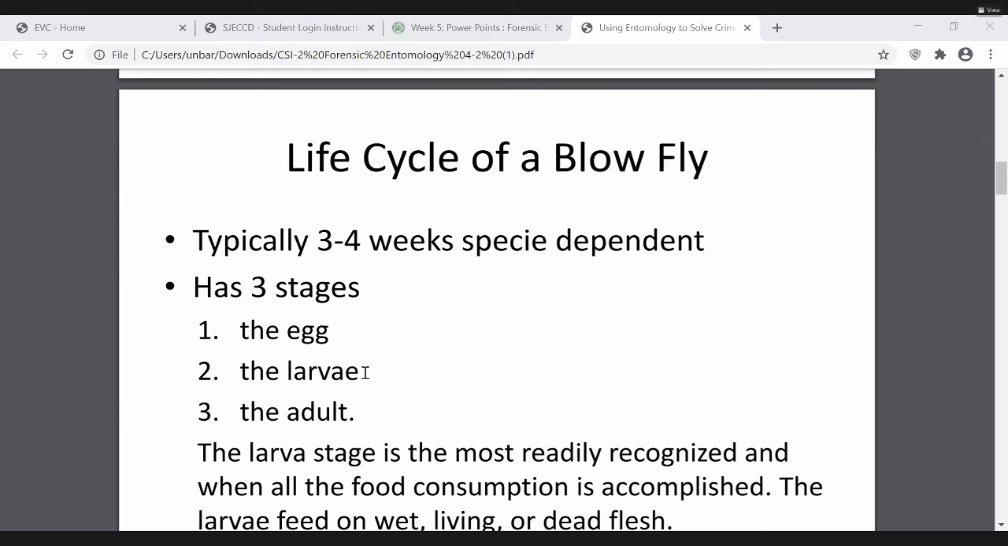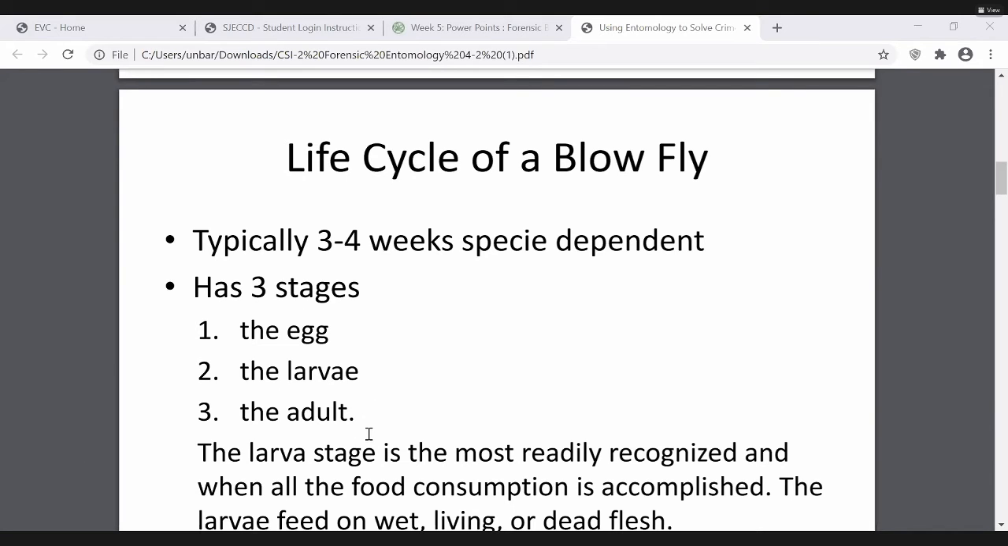Has anybody seen maggots before? Okay, they look pretty gross, right? They're pretty gross looking. I personally don't like the sight of maggots. And then they become adults, and then the cycle continues.